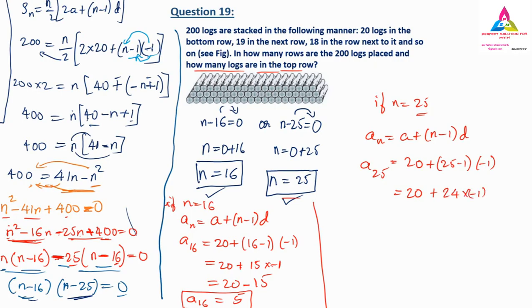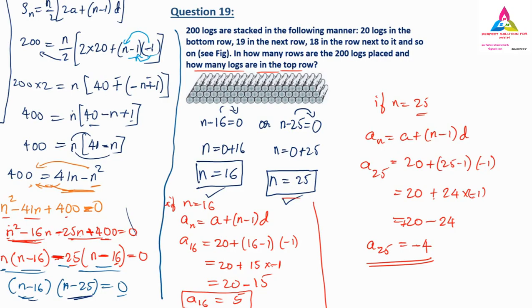So here 20 as it is, plus into minus is minus, 24 ones are 24. So finally we got the answer here: a25 is equal to, the greatest number is 24 having the negative, so negative 24 minus 20, because one is positive, one is negative, so we have to go with the greatest number. My greatest number is 24, from that we have to subtract the 20, so 4. So we got the a25 value is minus 4. So now the question for you: which one is the correct answer? Whether a16 is equal to 5, the 16th row having 5 logs is the correct answer, or the 25th row having minus 4 logs.